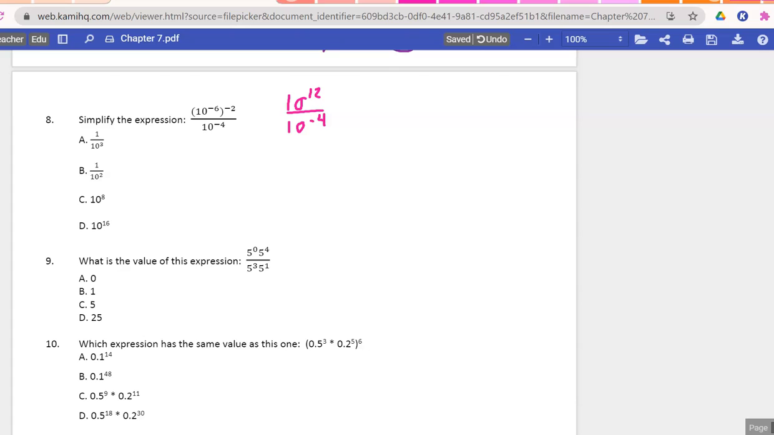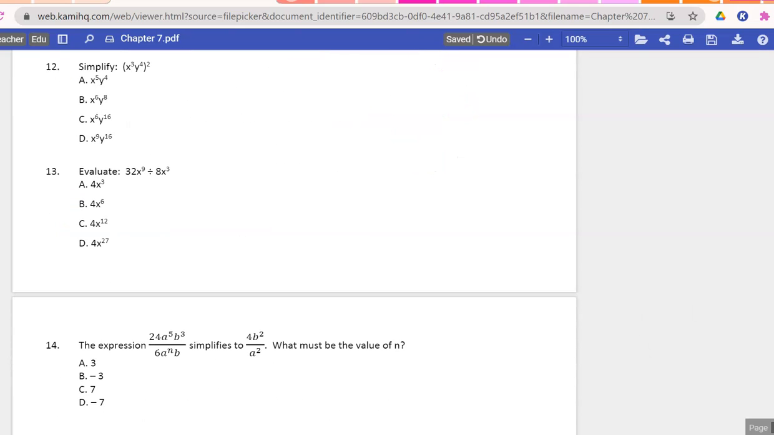From here, since you're dividing things with like bases, quotient of powers rule tells you to subtract your exponents. So you're going to end up with 10 to the 12 minus a negative 4 power, since it's negative on the bottom. Minus a negative, remember, is going to change to plus, and this becomes 10 to the 16th, which is answer choice D. So keep your exponent rules in mind.